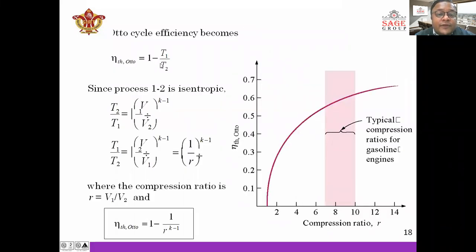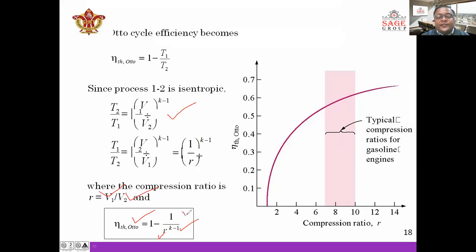This is the formula of thermal efficiency: 1 minus T1 upon T2. Since process 1 to 2 is isentropic, T2 by T1 is equal to (V1 by V2) to the power of K minus 1. Similarly, we obtain the thermal efficiency formula of the Otto cycle: 1 minus 1 upon r to the power of K minus 1, or gamma minus 1, where the compression ratio is V1 by V2. V1 is the maximum volume and V2 is called the minimum volume. So this is the derivation of the thermal efficiency of the Otto cycle.